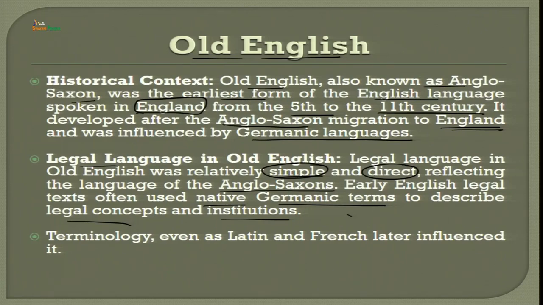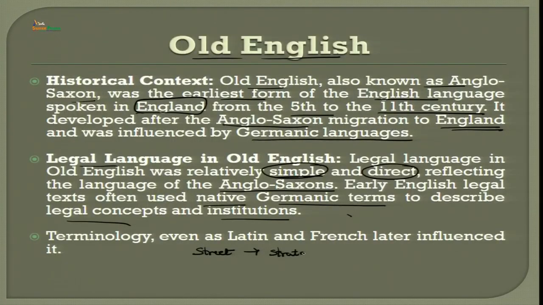When there is a Latin influence and a Germanic influence, there were many words, for example, street. Nowadays we say street, but that street has been taken from the word strata. Strata is a Latin word, and it means layered or paved, right?